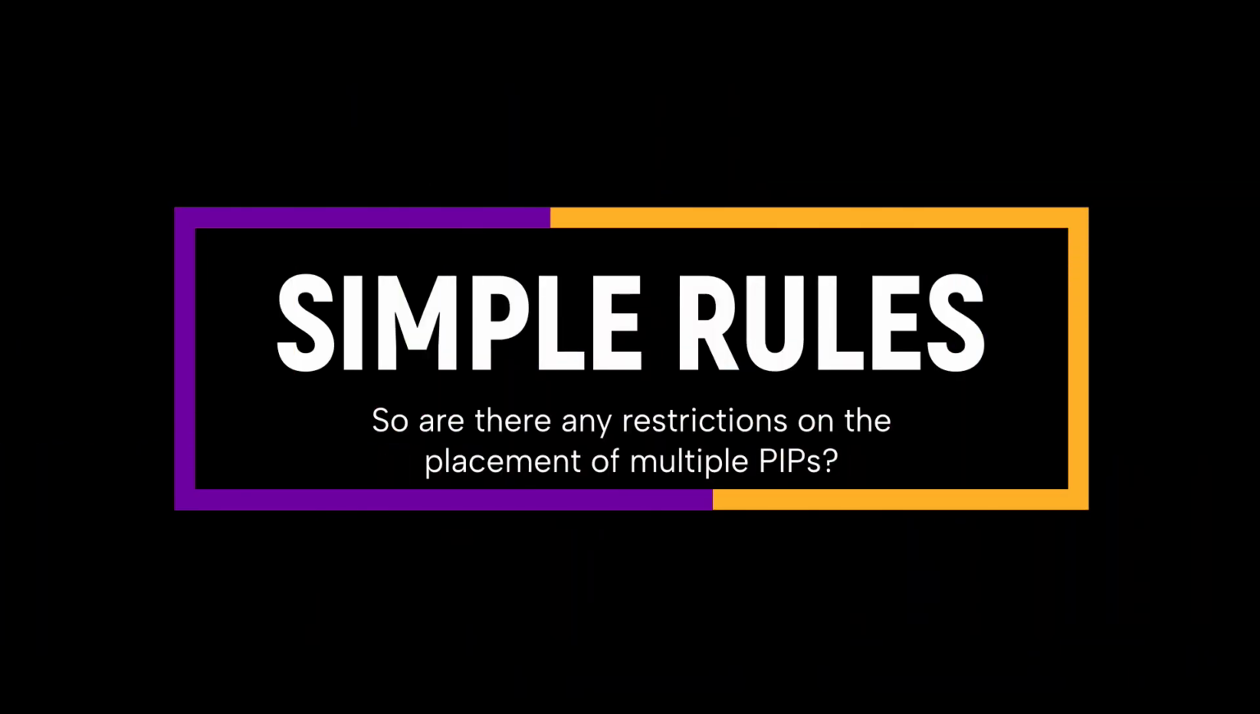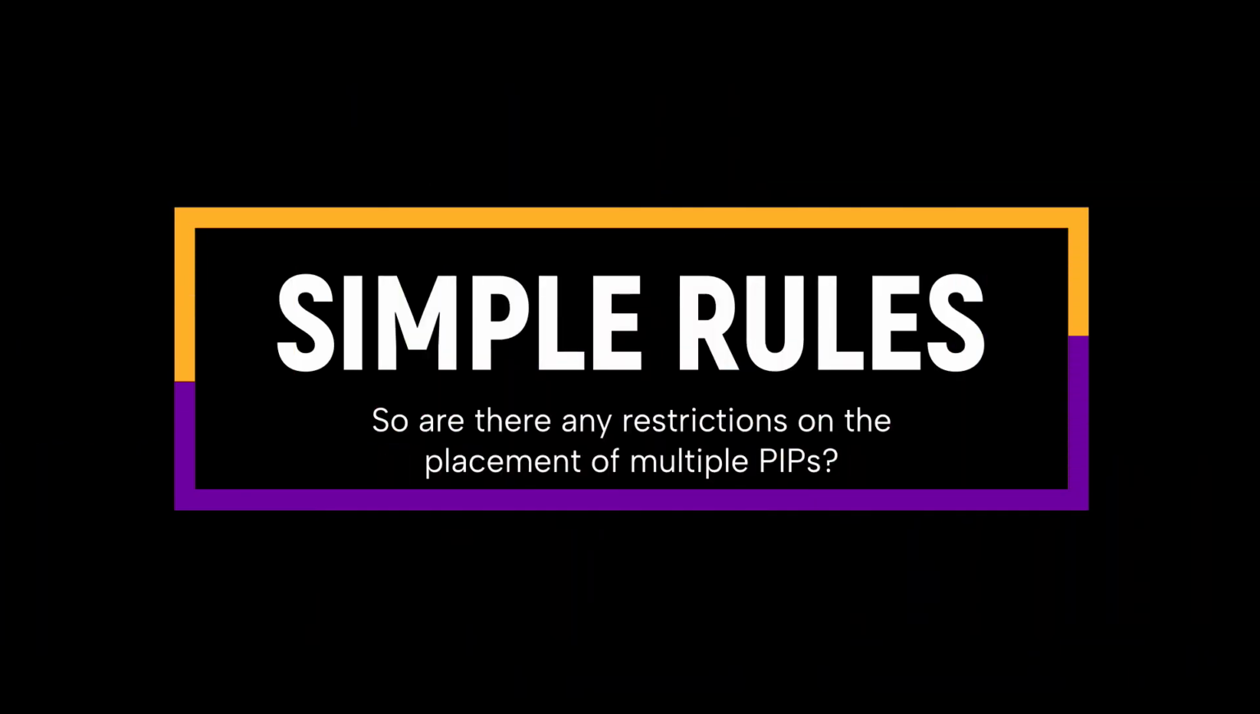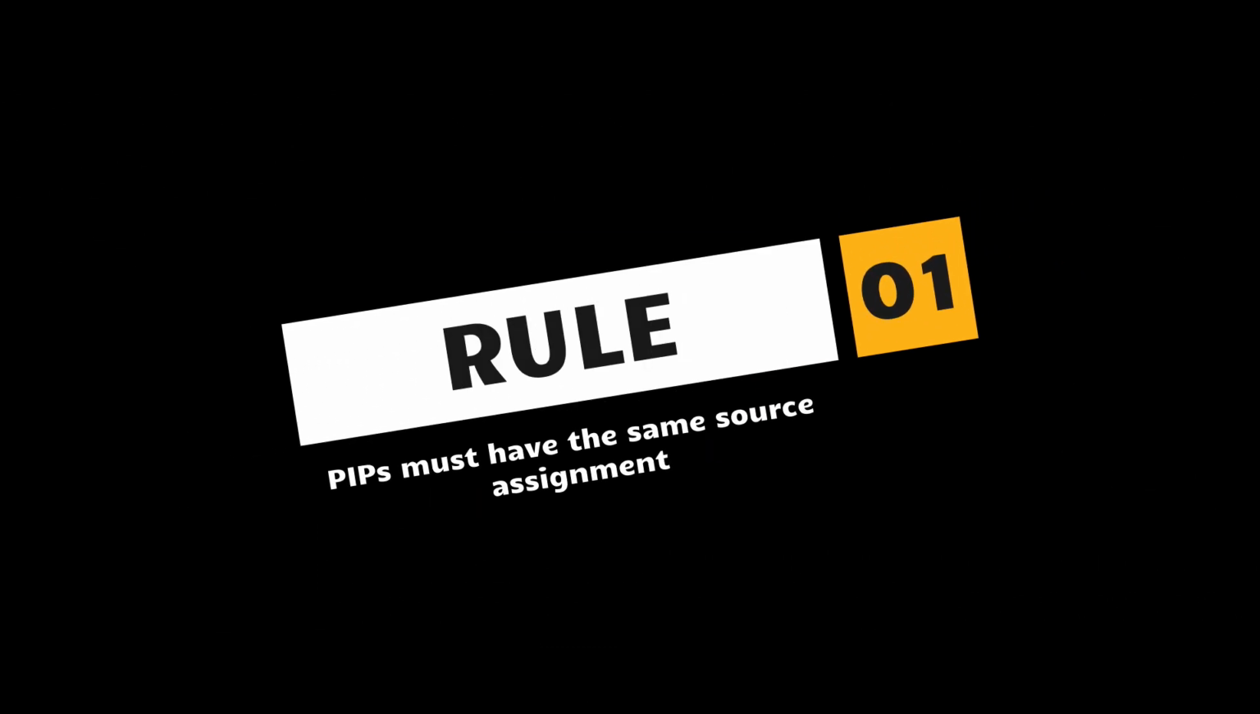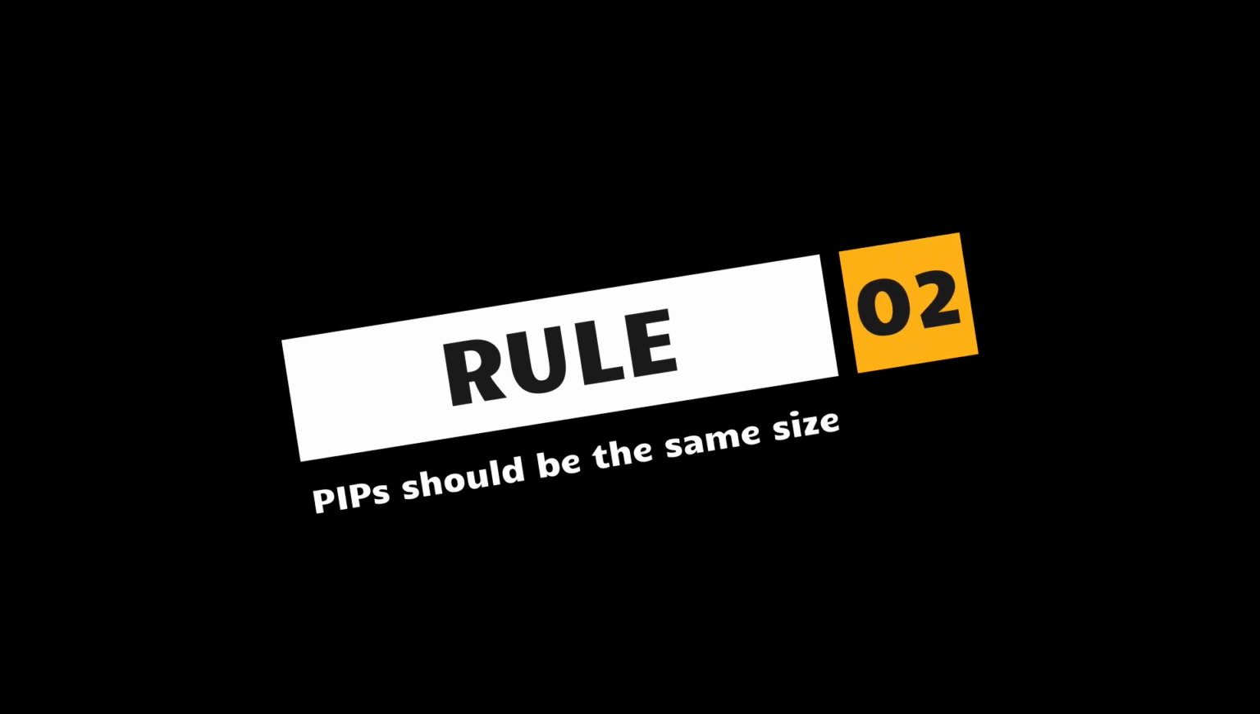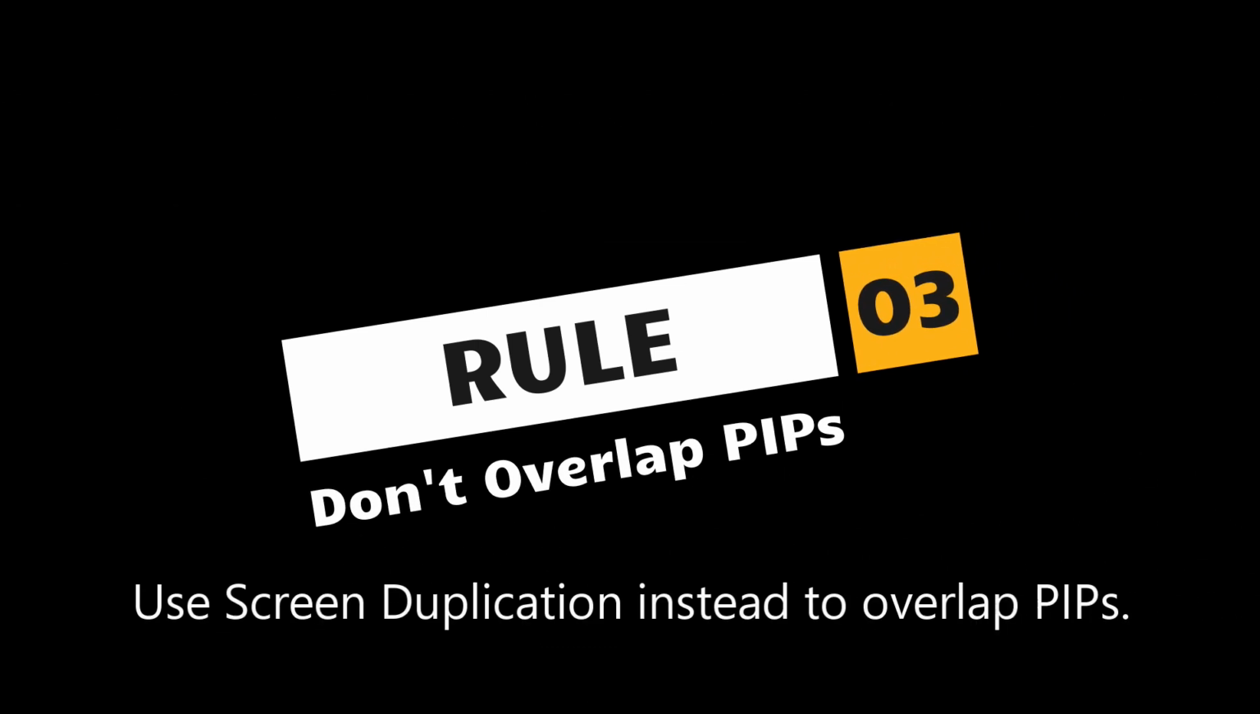So, are there any restrictions when placing duplicate pips? The first rule is pretty obvious. The second rule ensures that the same scalar can be used for duplicated pips. Don't use cut and paste to duplicate pips in the same location. Instead, use the screen duplication property for overlapping pips.